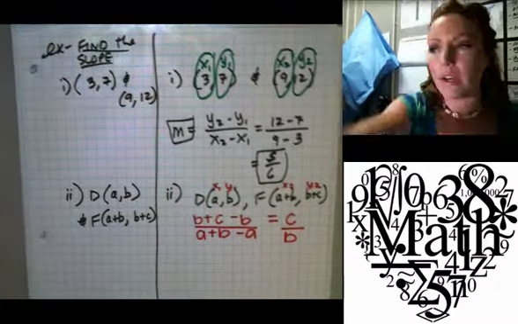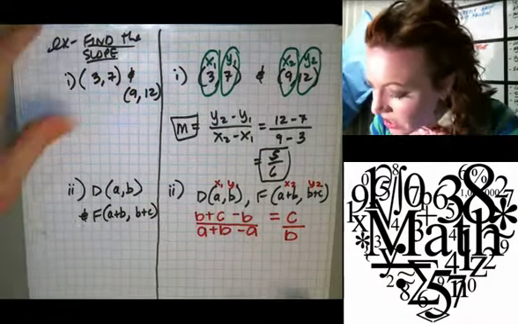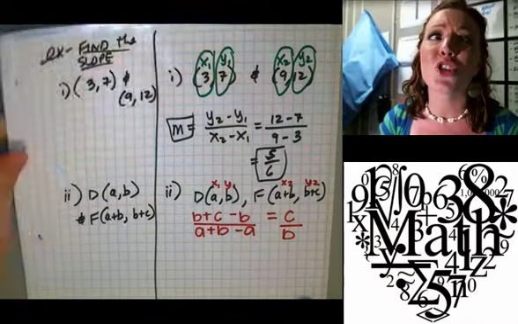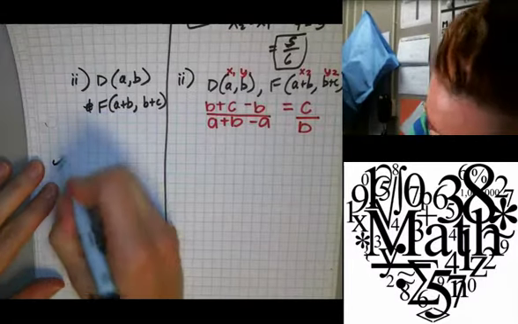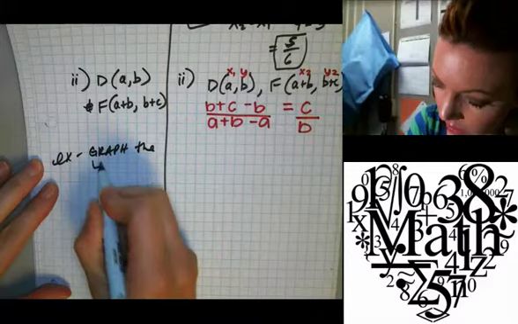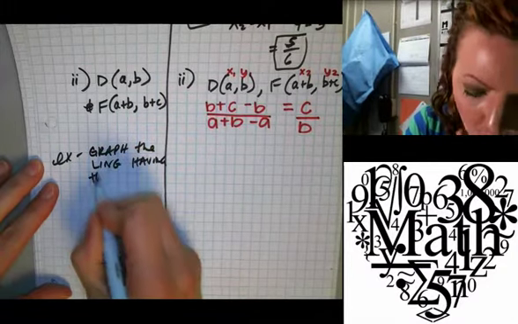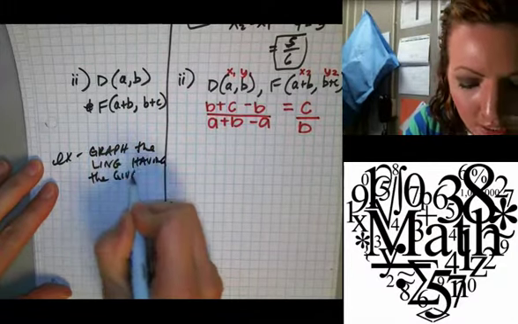Okay, one more type of problem and then we're done. Graph the line having the given slope and passing through the given point. These are so easy. Okay. Graph the line having the given slope. We can do extra credit on these if you would like as well. Given slope and passing through the given points.